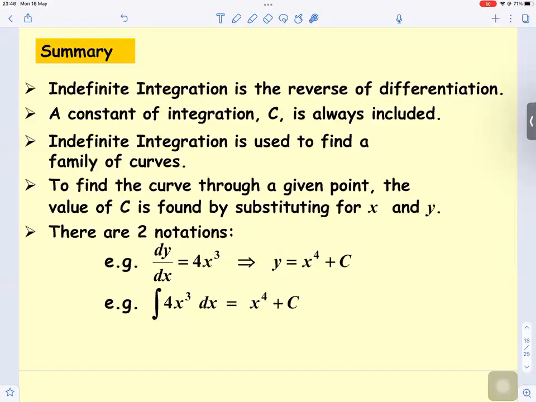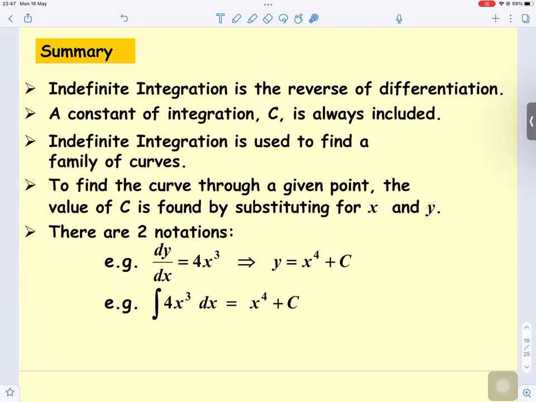So to summarize, indefinite integration is the reverse of differentiation. A constant of integration C or arbitrary constant is always included. Indefinite integration is used to find a family of curves. To find a curve through a given point, the value of C is found by substituting the value for X and Y. So this one is very important. You write this down.